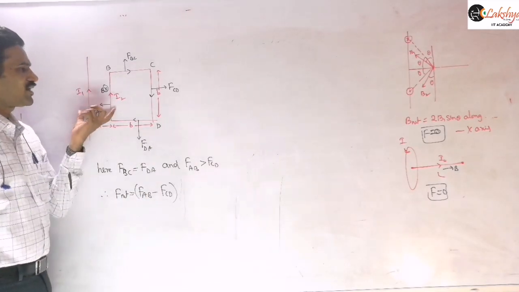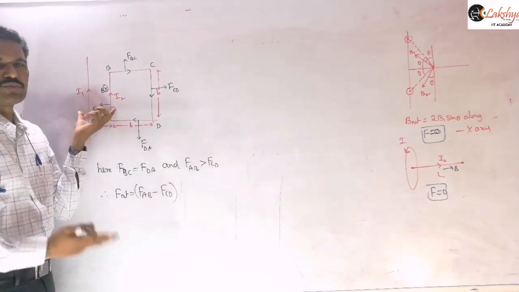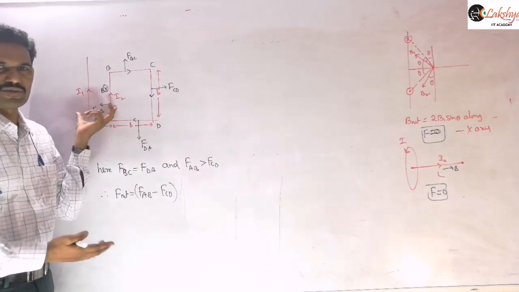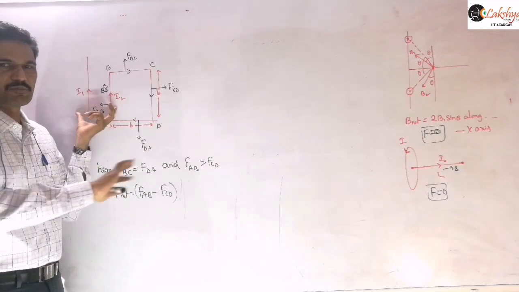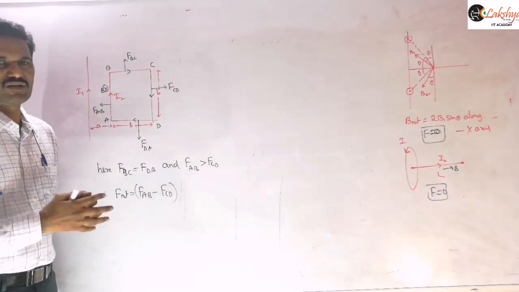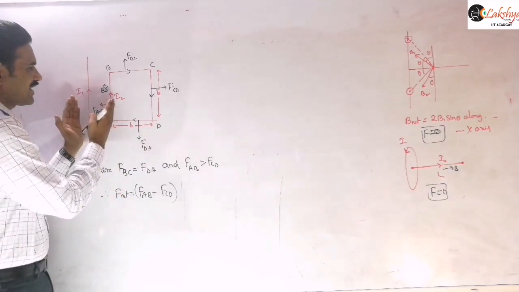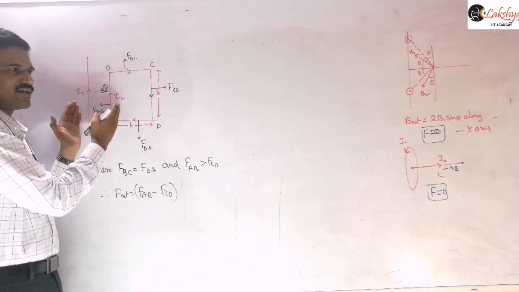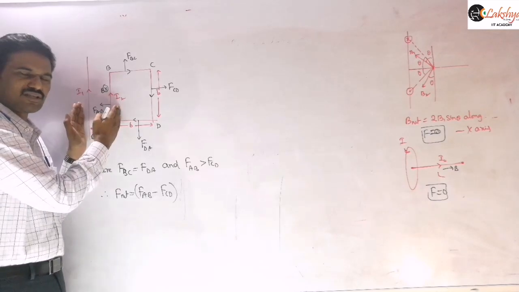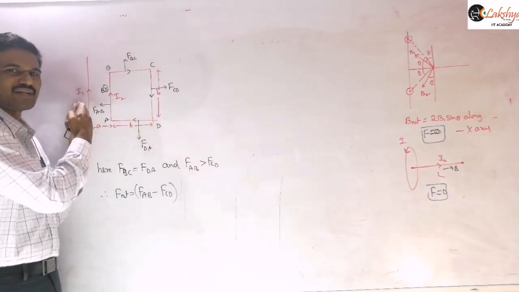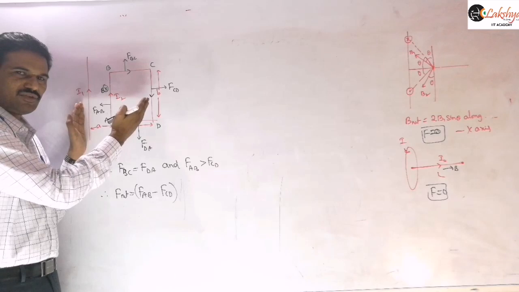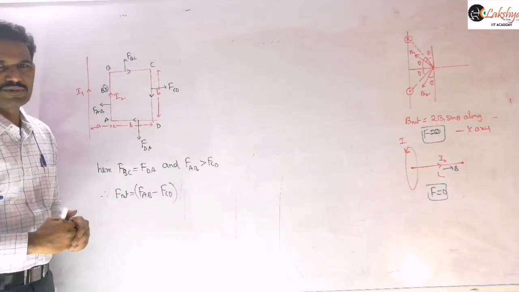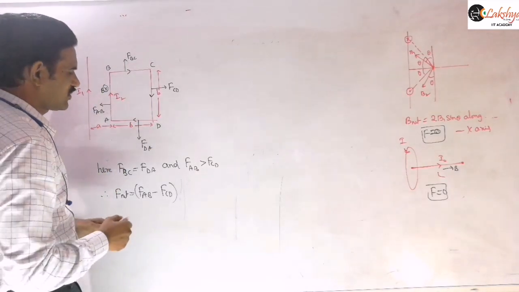And if the current in these two is in opposite direction, then the force between them will be repulsive. So the square will be repelled from this, or it will move away from that wire. Just by observing the direction of currents in these two wires, you can decide that nature. If the currents are in the same direction, the square will be attracted by this wire. If they are in opposite directions, it will be repelled by this wire.